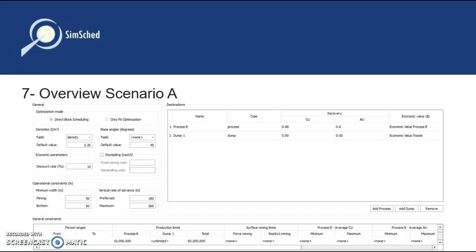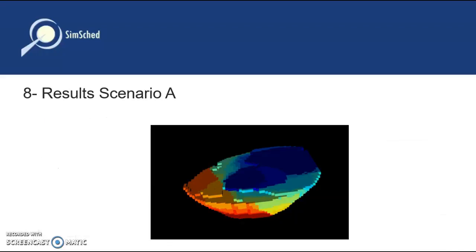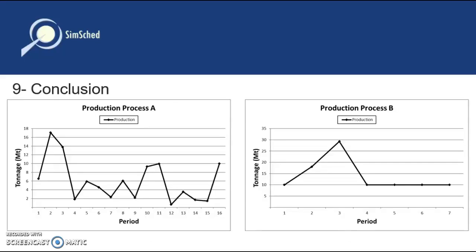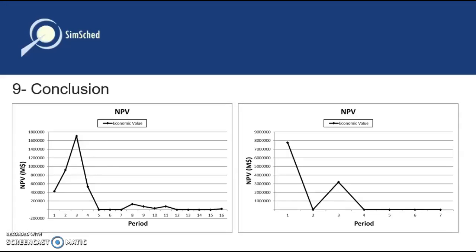Here, there is an overview of scenario A with the constraints and some parameters. And here, the result with the mathematical final pit for this case. The SimSched will produce a lot of graphs to be used in reporting and reviews. Here we can conclude that scenario A had more periods than scenario B. Maybe it's because of the different constraints in the vertical advance rate.